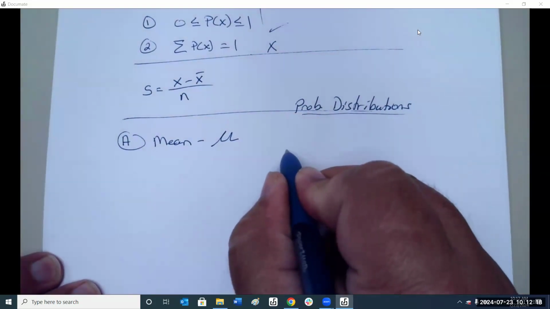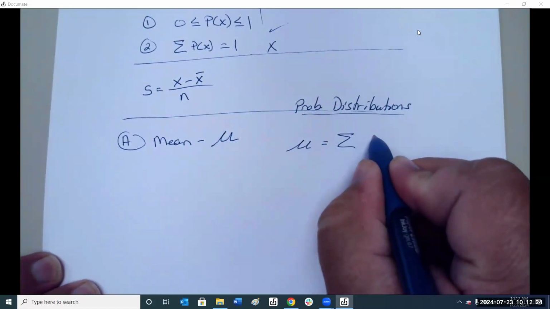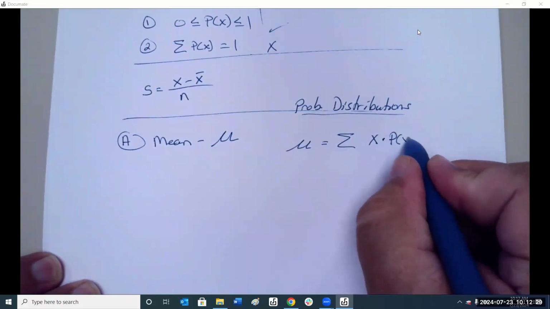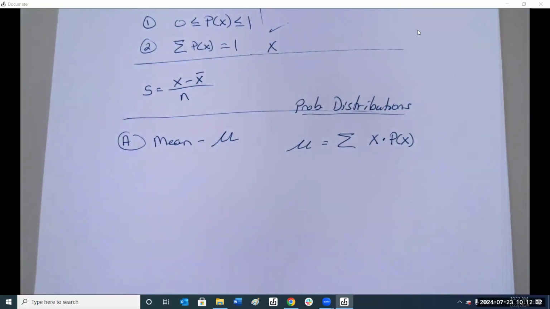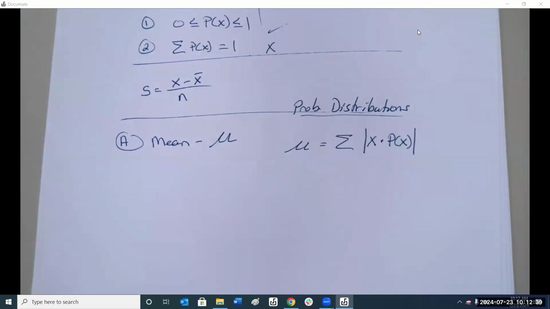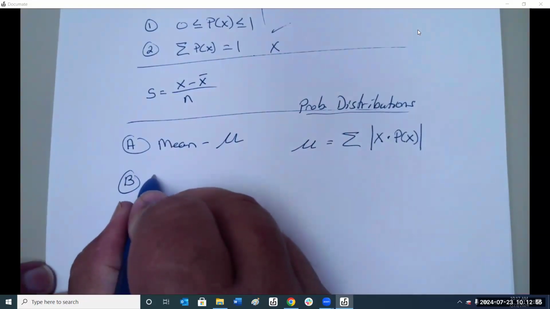So the formula for the mean is the summation of each individual outcome times the probability of that outcome. We have to look at the absolute value of it because our outcomes can be negative. And if we have negatives, then we come up with 0, which means that it's an impossibility. It'll never exist. So that's where we take the absolute value of it.